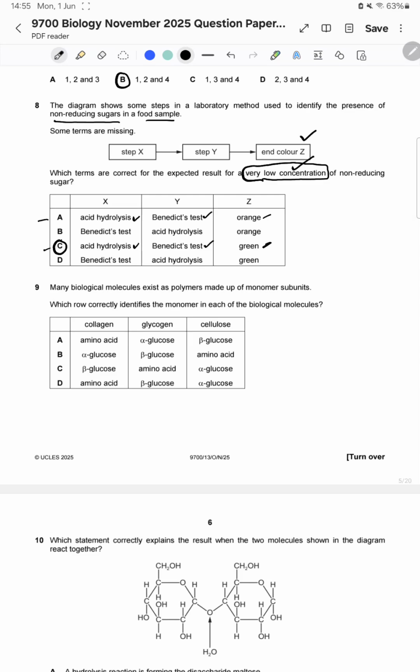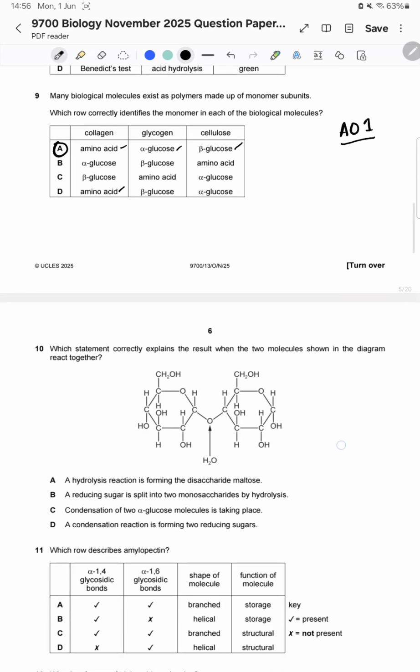Then many biological molecules exist as polymers made of monomer subunits. Which row correctly identifies the monomer in each of the biological molecule? It's simply AO1 concept, which means simply replication of knowledge. What is collagen made up of? Definitely amino acid, so it's either A or D. Then what is glycogen made up of? It has to be made up of beta glucose or alpha glucose. No, alpha glucose, of course. And then cellulose is made up of beta glucose. So what is relevant is A over here.